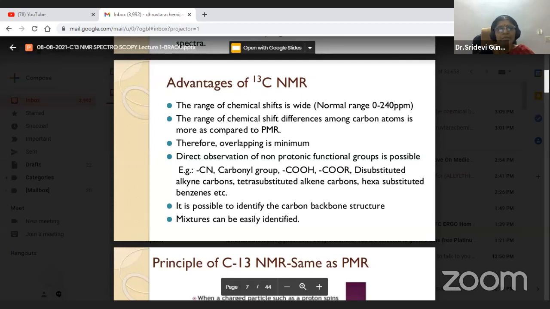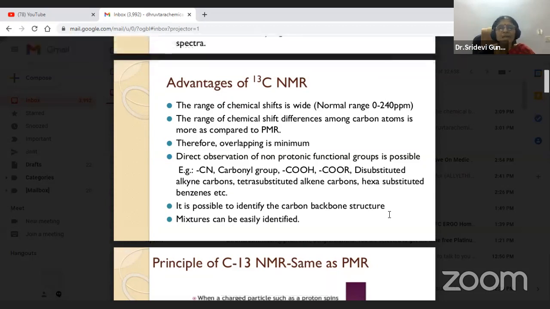Another very important advantage is that you can observe non-protonic functional groups here, whereas in proton NMR you cannot. What are the non-protonic functional groups? For example, cyano, carbonyl group, carboxylic acid group, ester group, disubstituted alkyne carbons, tetrasubstituted alkenes, and hexasubstituted benzenes. Natural products sometimes contain a benzene ring with all 6 carbons substituted.